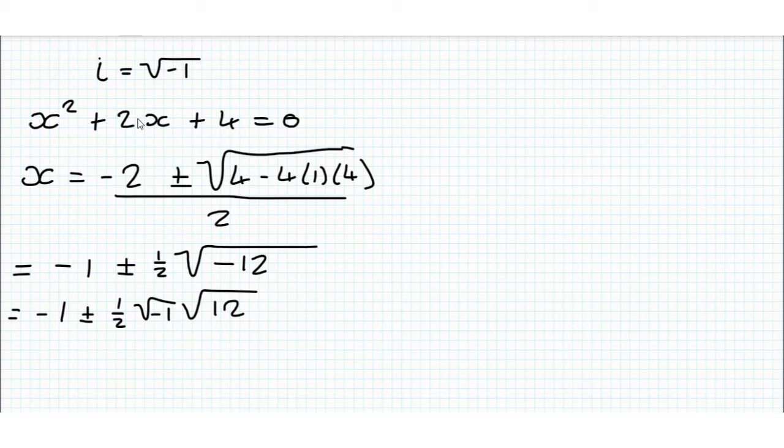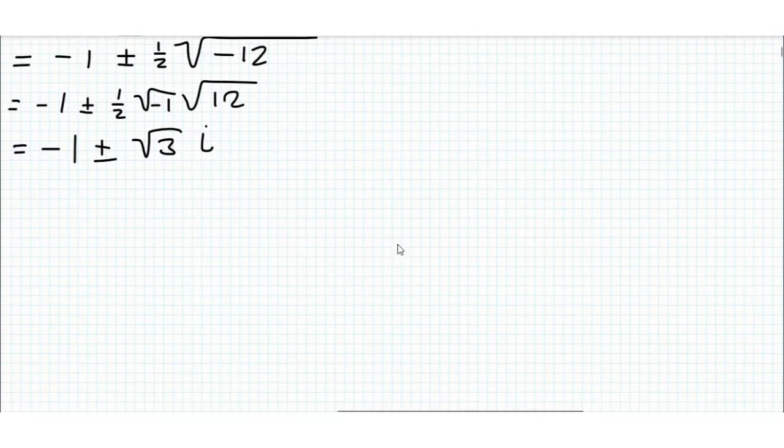But i is equal to root of -1, and by more surd rules, root 12 is equal to root 4 times root 3, and root 4 is just 2. So this comes out as equal to -1 plus or minus 2 times 1/2, which is just 1, and then we get root 3 i. So that's our solution to this quadratic.